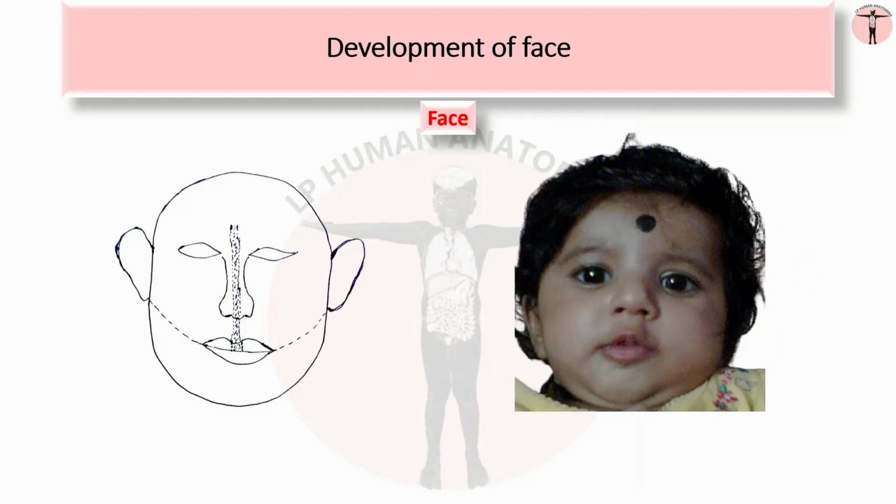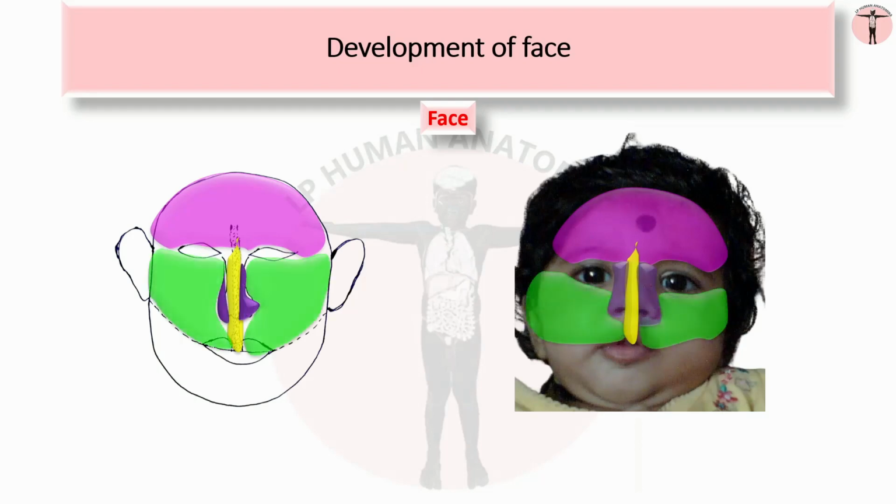Overall, the superficial parts of the face are developed from three prominences. The frontonasal process gives rise to the forehead. The medial nasal process gives rise to the crest and tip of the nose, and the philtrum of the upper lip. The lateral nasal process develops into the ala of the nose. The maxillary process gives rise to the cheeks, maxilla, and lateral parts of the upper lip and jaw. The mandibular process gives rise to the lower lip and lower jaw.